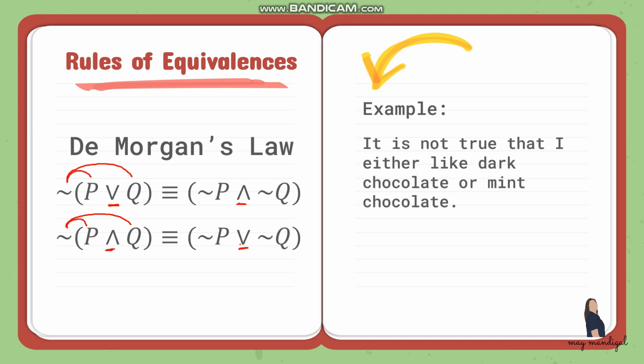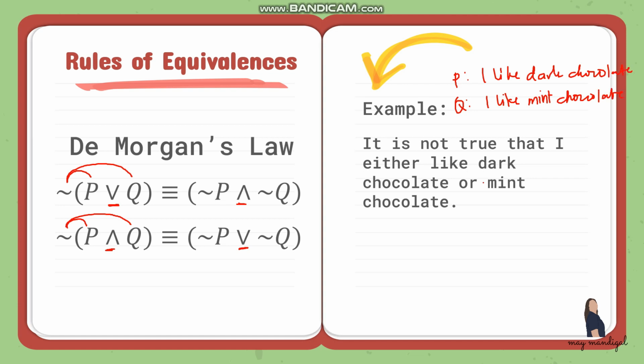Example, it is not true that I either like dark chocolate or mint chocolate. In this case, the P is I like dark chocolate, and our Q is I like mint chocolate.